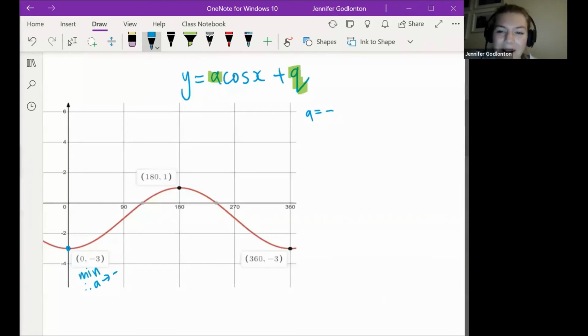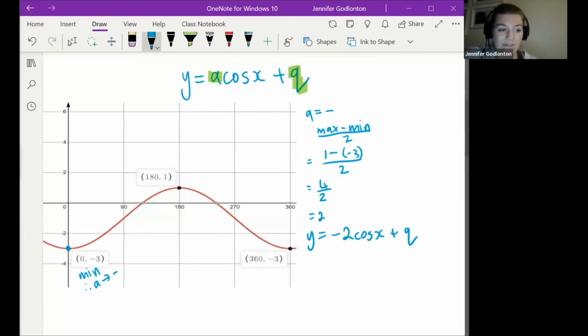Next thing, we take our max, minus our min, and divide it by 2. So our max is 1, we're minusing -3, and we're dividing that by 2, which gives us 1 plus 3, so 4 over 2, which is 2. So that means our A value, so far, we're saying y is equal to -2 cos x plus q. If you got that far, well done. Big well done. Very, very chuffed if you got that -2 cos x plus q.